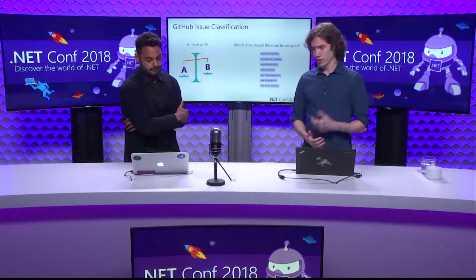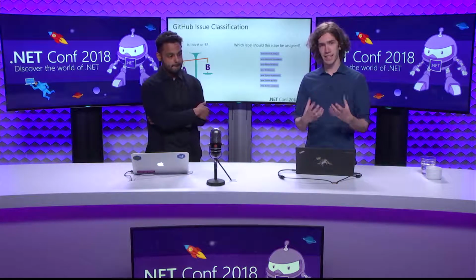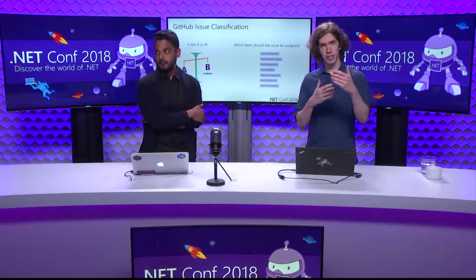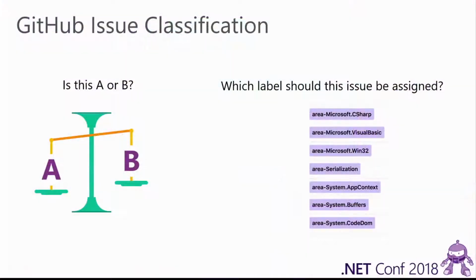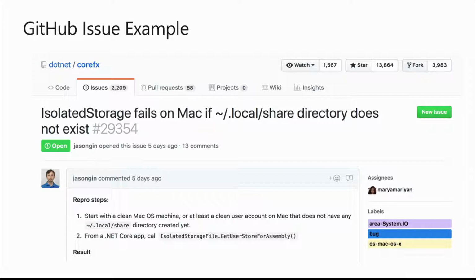Absolutely. So if we go to the next slide. Just to quickly remind ourselves, this is a classification problem because we have the issue coming in with the title and the description, and we're trying to assign it to one of these classes, one of these areas that the engineering team at .NET has decided. So this is an example issue where we see the title, the description, as well as the labels in the bottom right. The label that we're going to try to predict is area-System.IO. It's where in the code this issue is relevant.